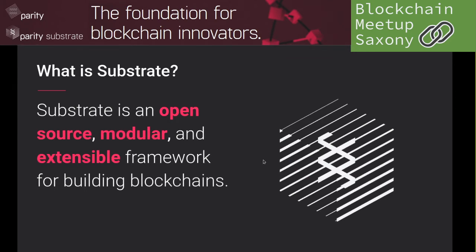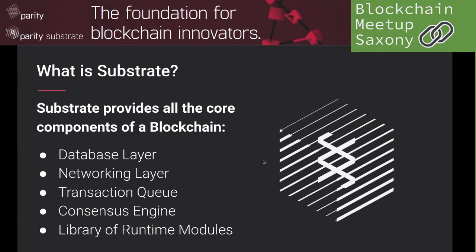So Substrate is an open source, modular, and extensible framework for building blockchains. So it's not a blockchain. It's not analogous to Bitcoin or Ethereum or Tron or Polkadot. Those are all individual blockchains. Rather, Substrate is a toolkit, a library or framework of Rust code that helps you build your blockchain. And it includes all of these pieces that every blockchain needs.